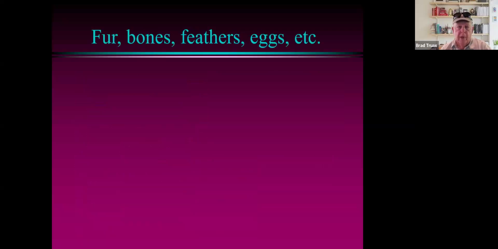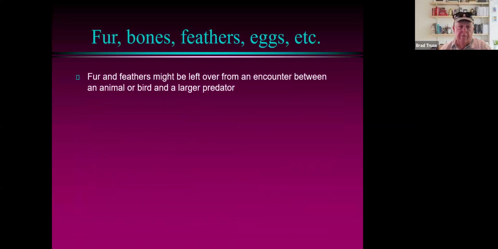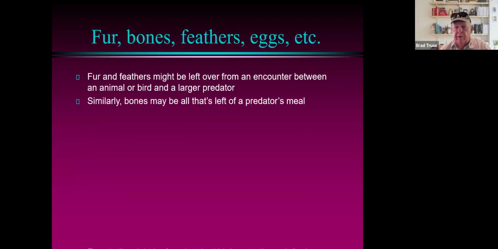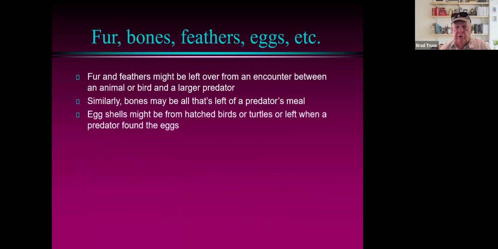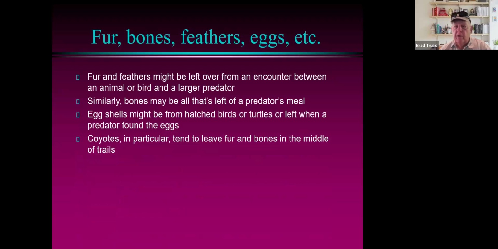You may see fur or feathers that might be left over from an encounter between an animal or a bird and a larger predator. And similarly, bones may be all that's left in a predator's meal. Eggshells might be from hatched birds or turtles, or they might be left when the predator actually found those eggs. Coyotes in particular tend to leave fur and bones in the middle of trails.